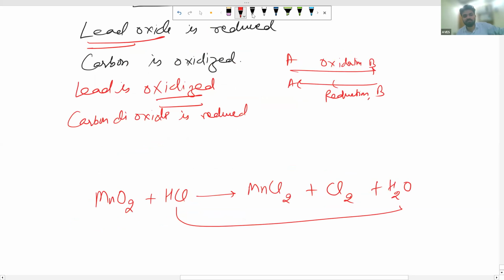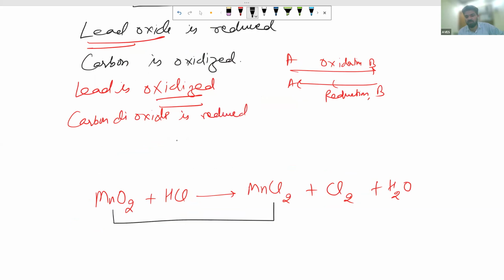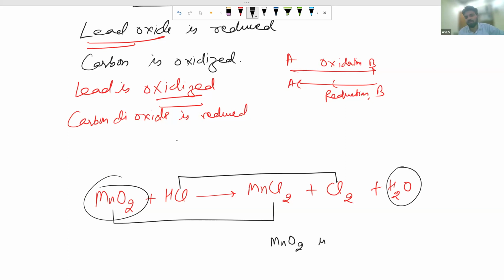Is it visible to you now? Now MnO2, we will check Mn this way. We'll check HCl to Cl, not water. Water is never used to check. We'll check the other element. So tell me, is MnO2 oxidized or reduced? It is reduced, because removal of oxygen is taking place. So MnO2 is reduced.